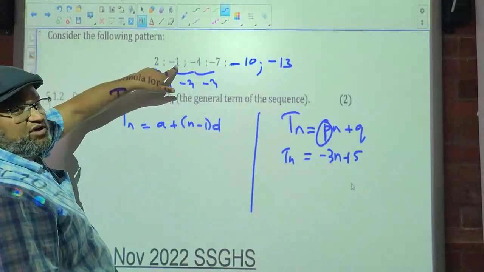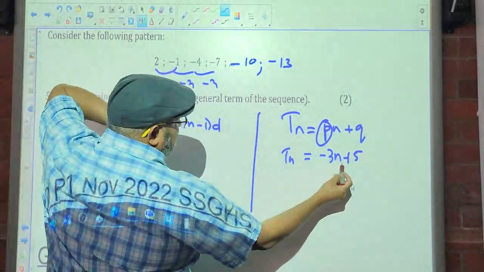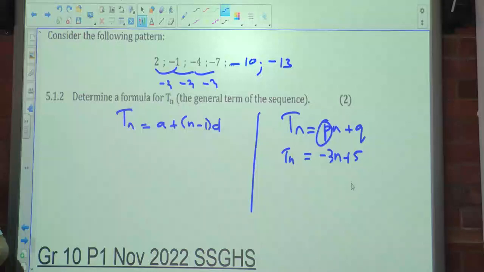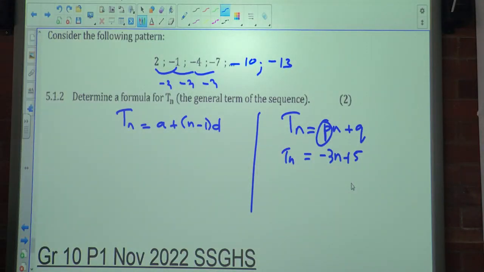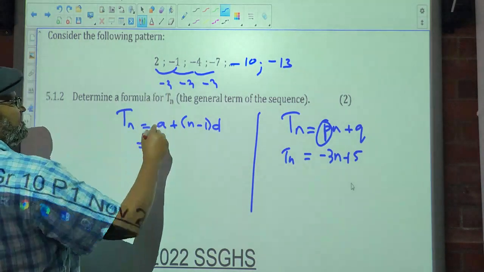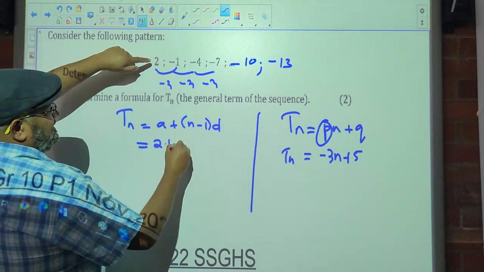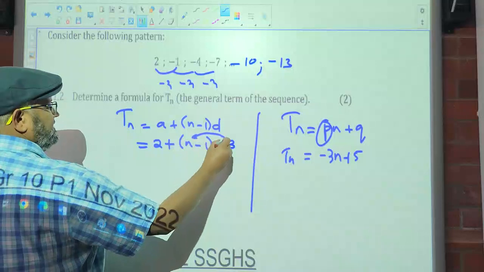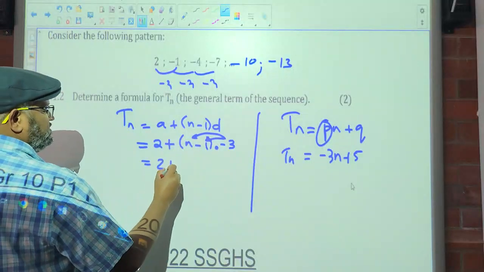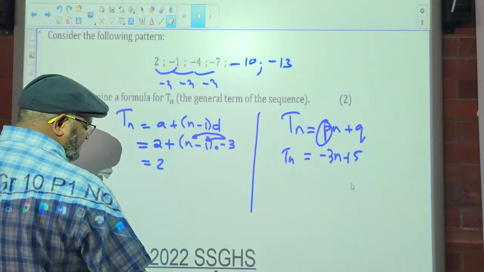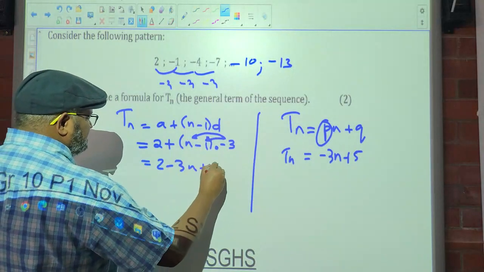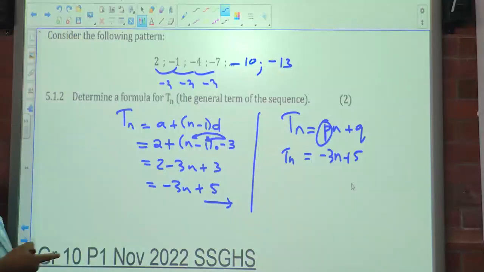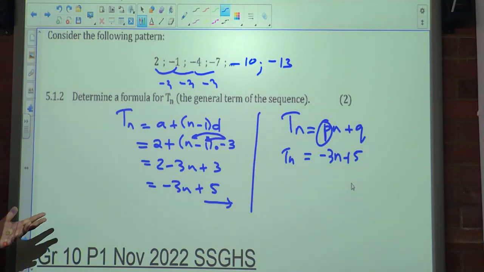And we test it on the second term. Okay, so this is term 2. So what is negative 3 times 2? Negative 6 plus 5? Negative 1. So that's the general term. Otherwise, use this formula. A is your first term, 2, plus n minus 1 times your common difference, which is negative 3. Get rid of the brackets. So it's 2 minus 3n plus 3. So it's going to be negative 3n plus 5. Although it's one extra step, two extra steps.